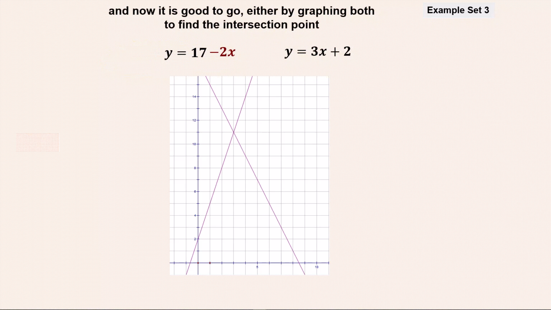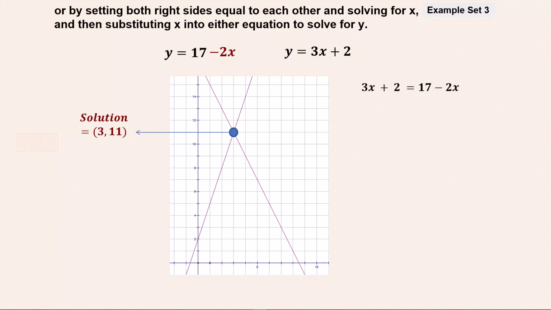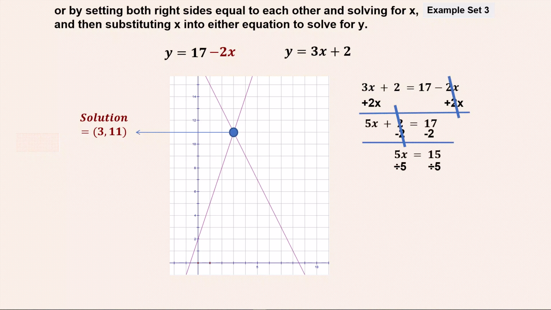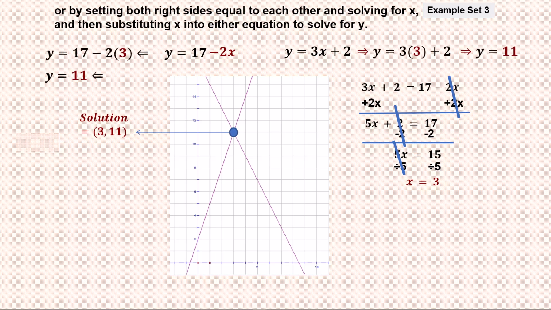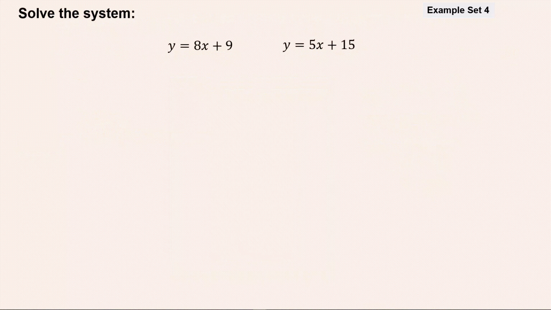And now it is good to go either by graphing both to find the intersection point, or by setting both right sides equal to each other and solving for x, and then substituting x into either equation to solve for y. Let's look at another example.